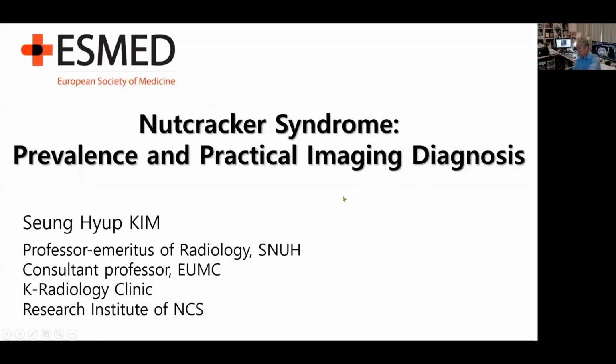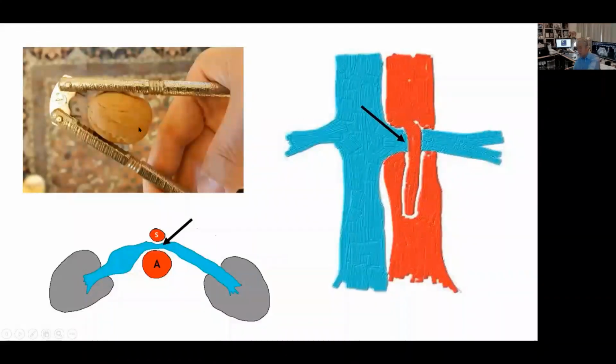Kim, and this time I would like to talk on the prevalence and practical imaging diagnosis of Nutcracker phenomenon and Nutcracker syndrome. This is a nut and a nutcracker simulating the mechanism of Nutcracker phenomenon, with the nut representing left renal vein and two arms of the nutcracker representing abdominal aorta and superior mesenteric artery.